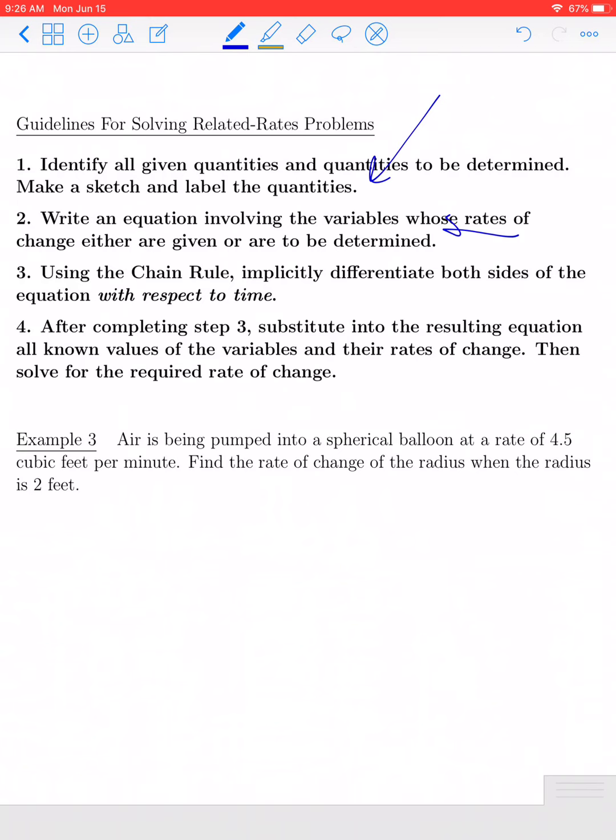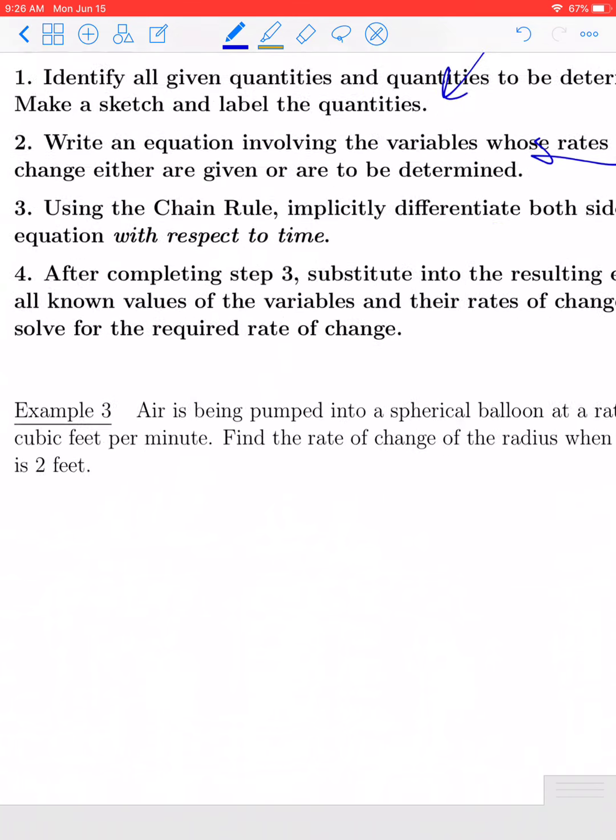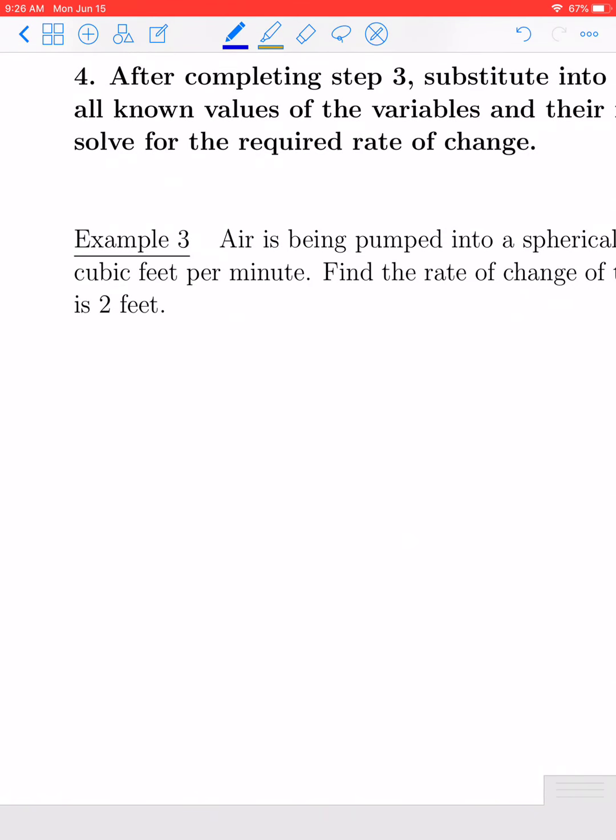Let's take a look at example 3. They tell us that air is being pumped into a spherical balloon at a rate of 4.5 cubic feet per minute. 4.5 cubic feet per minute, that's discussing a change in the volume. So the rate of change of this volume with respect to time is 4.5 cubic feet per minute.